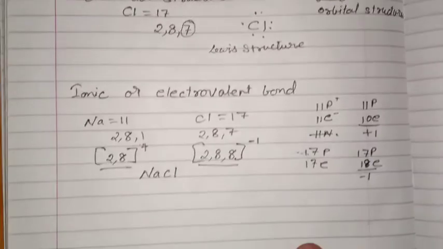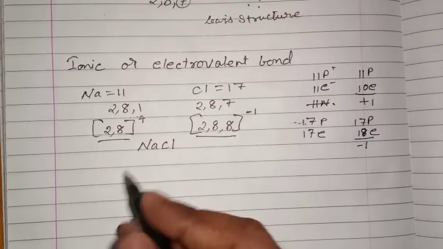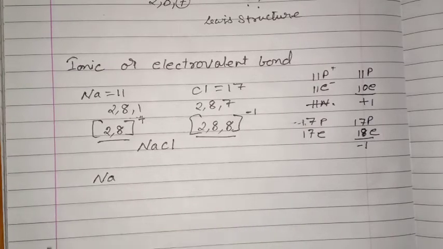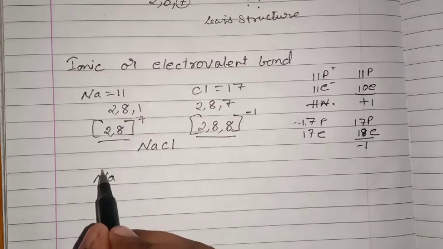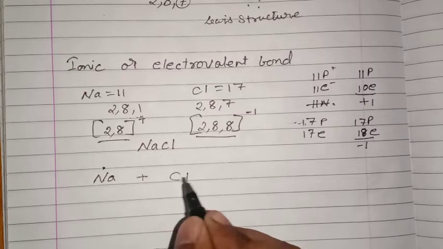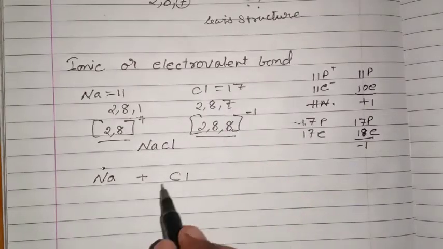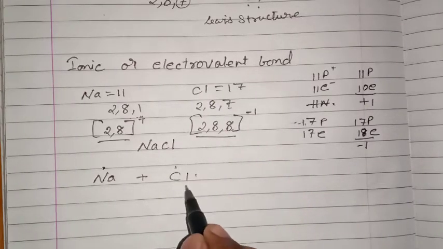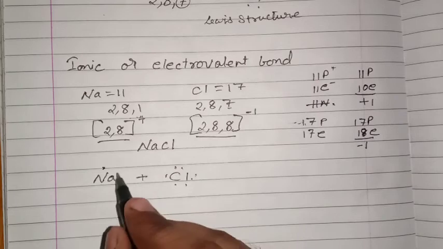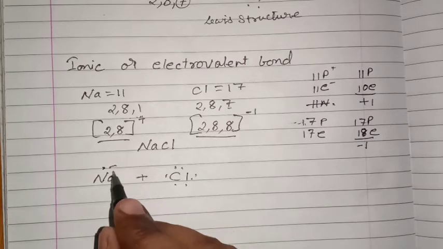Now we will see it along with the electron dot structure. See, the sodium atom, as all of you know, has 1 electron in its outermost shell, plus the chlorine. How many electrons does its outermost shell have? 7 electrons: 1, 2, 3, 4, 5, 6 and 7. Okay, now what happened? This electron will be given to which one?